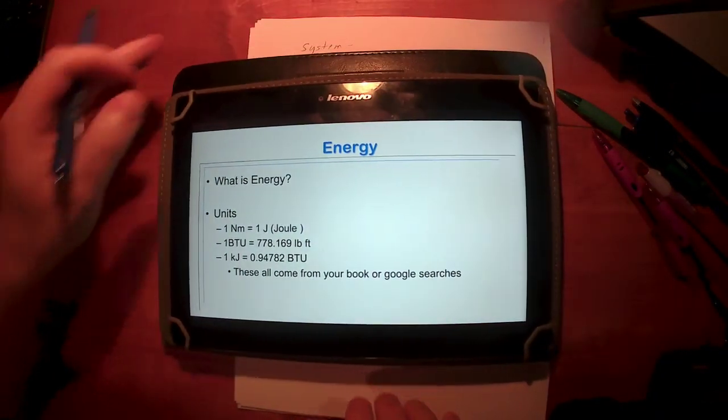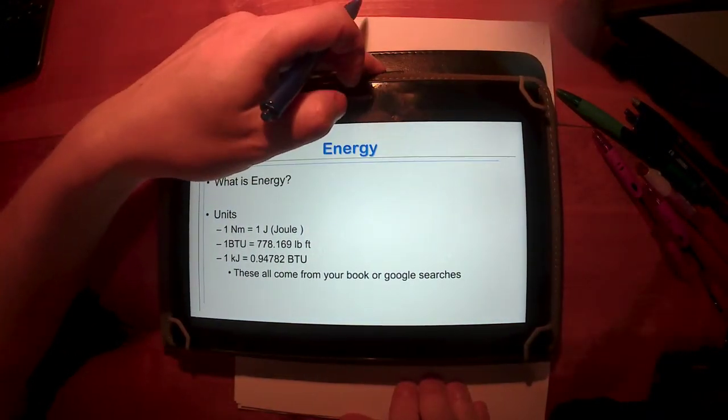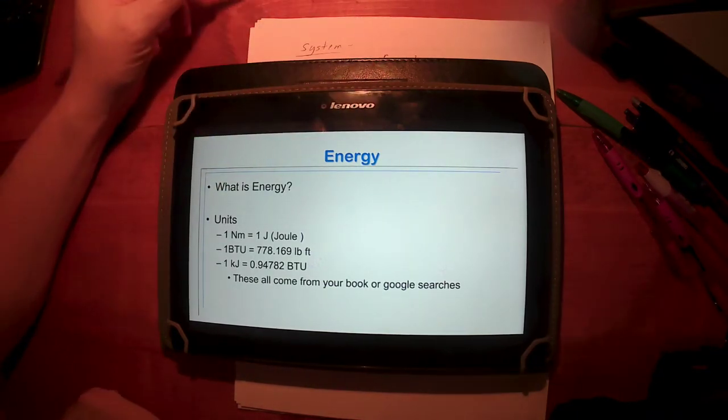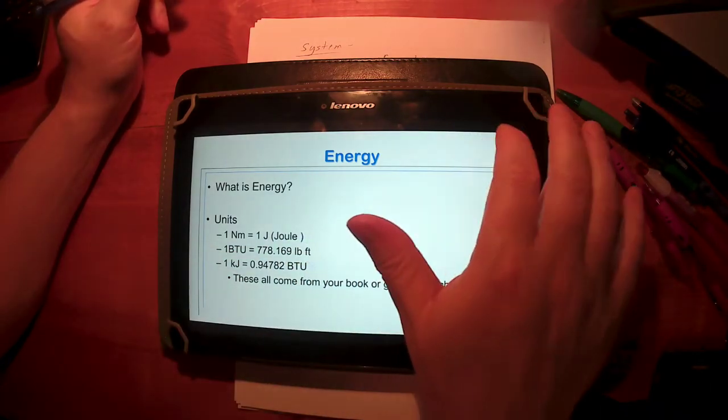Now, how do we measure energy? We've talked about dimensions and units. What are dimensions and units? That's one of those things I said, hey, go look this up. So hopefully you have a grasp on that.